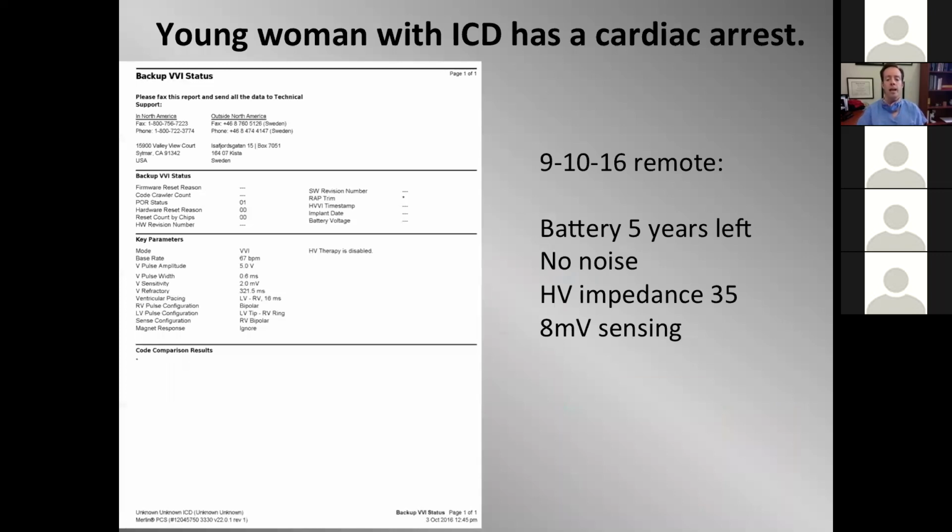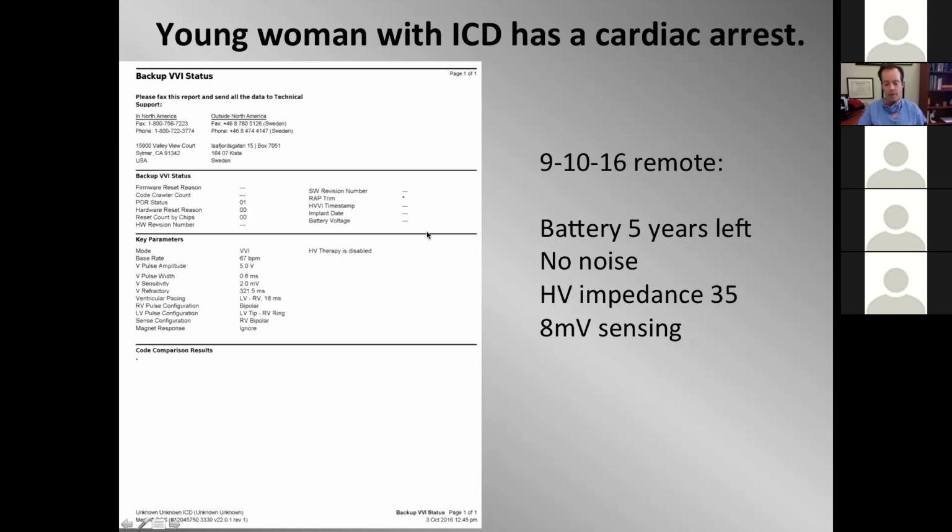This is a woman that had a cardiac arrest, brought in from an outside facility to our CCU in 2016, who had a functional ICD. There was good battery life. There was no noise. The HV impedance is 35 ohms. The sensing was fine. She arrested for VF, was shocked in the field, and this is the interrogation result. If you ever see this naked page, you're in trouble. This is a VVI reset where every power on reset, and this means that something blew in the circuitry.